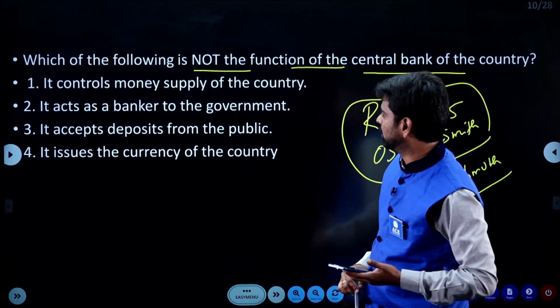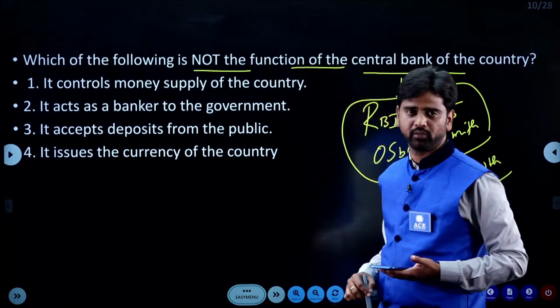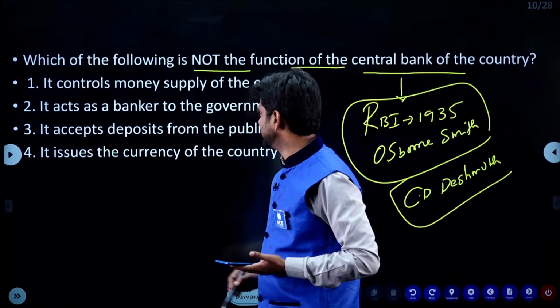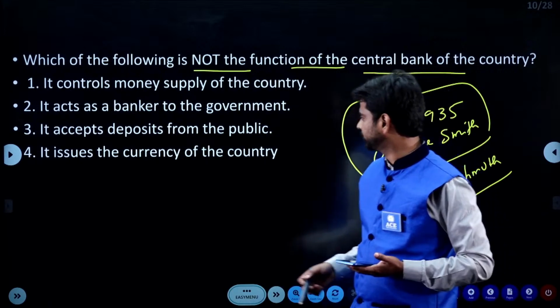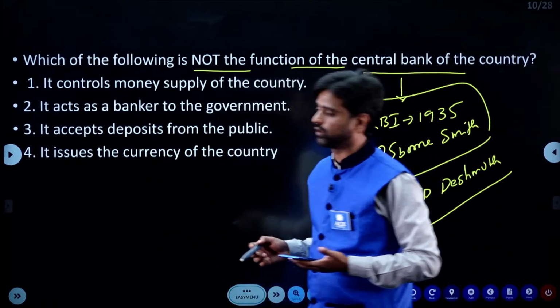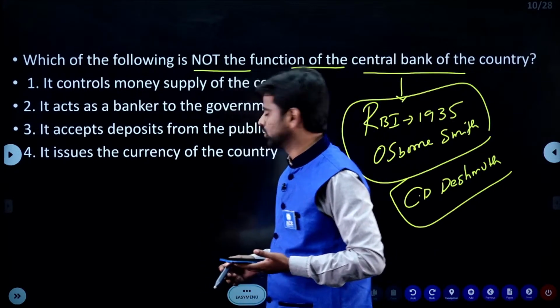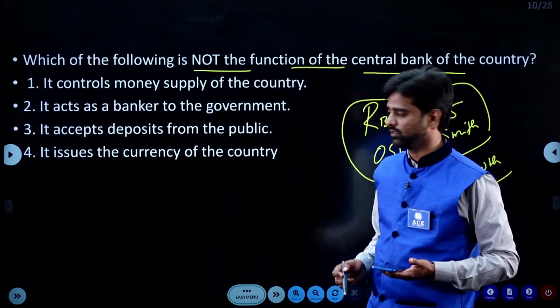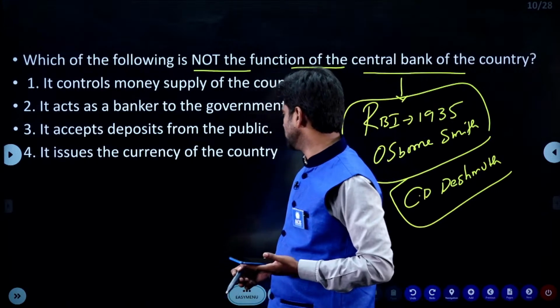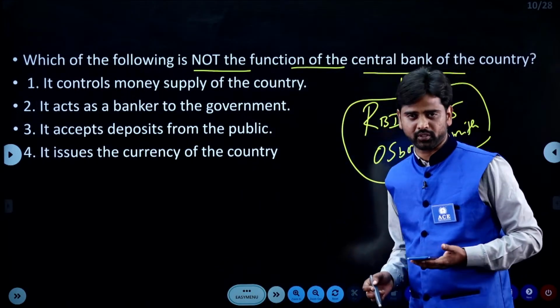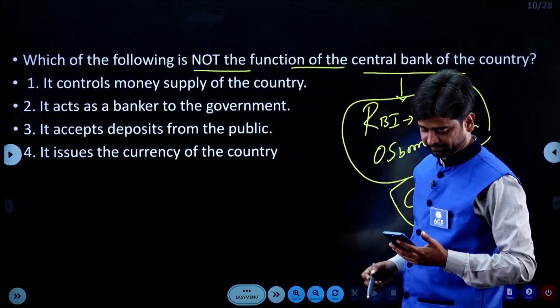Please try to answer. Which of the following is not the function of the central bank of the country? The first option: it controls the money supply of the country. The second option: it acts as a banker to the government. The third option: it accepts deposits from the public. The fourth option: it issues the currency of the country. So please try to answer it.